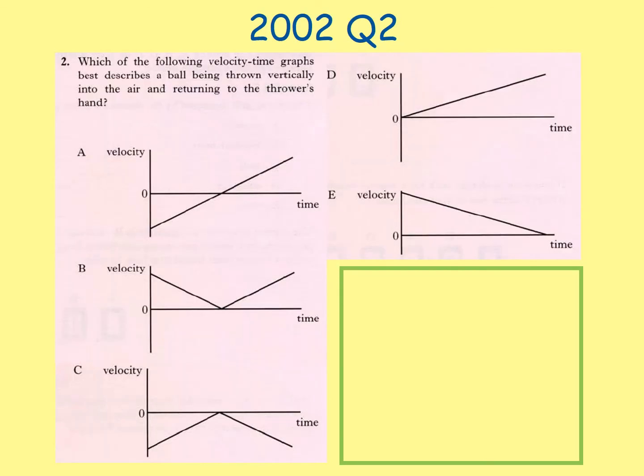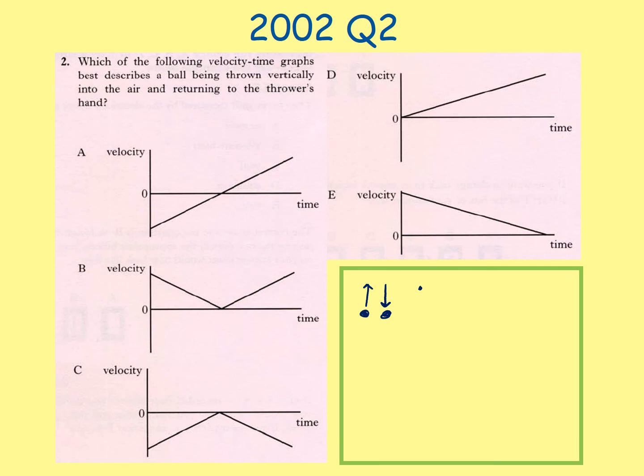Which of the following velocity time graphs best describes a ball being thrown vertically into the air and returning to the thrower's hand? First of all, let's think about what's actually happening. Instead of dropping the ball and letting it bounce, the person is throwing the ball upwards. So let's start with our ball travelling upwards, and then it returns to the thrower's hand. So it comes downwards again to the same level.